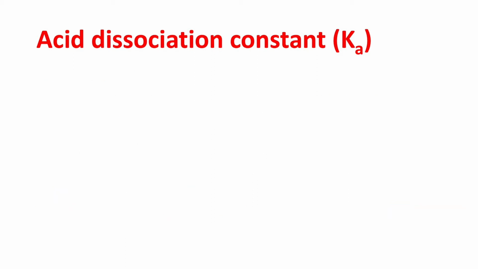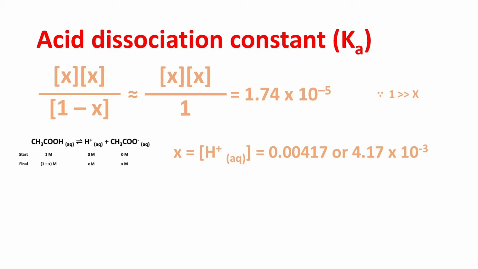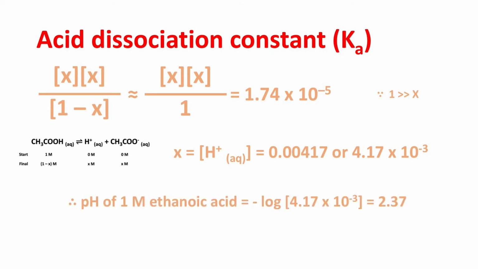Now here, we need to do some approximation to simplify our calculation. Because the value of X is much smaller than 1, in the denominator, we can assume the X will be cancelled out. By solving the equation, we get the value of X. And don't forget, the X represents the molarity of hydrogen ion. Now, we can get the pH value of 1M ethanoic acid, which is 2.37.